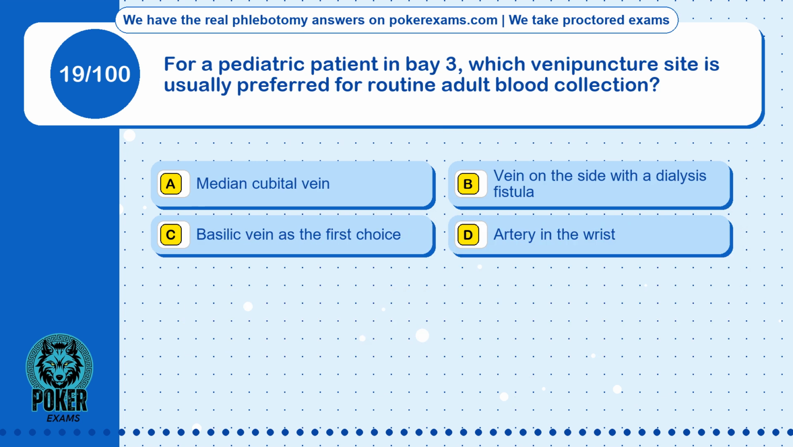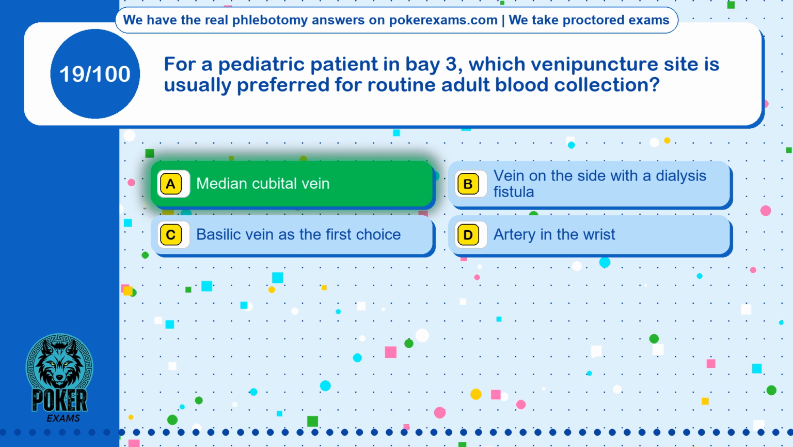Question 19. For a pediatric patient in Bay 3, which venipuncture site is usually preferred for routine adult blood collection? Option A, median cubital vein. Option B, vein on the side with a dialysis fistula. Option C, basilic vein as the first choice. Option D, artery in the wrist. The correct answer is option A.